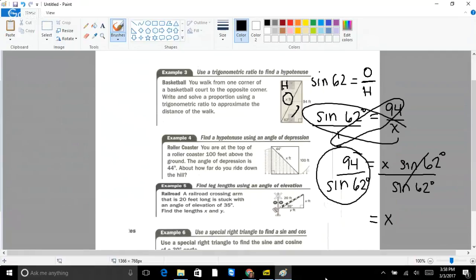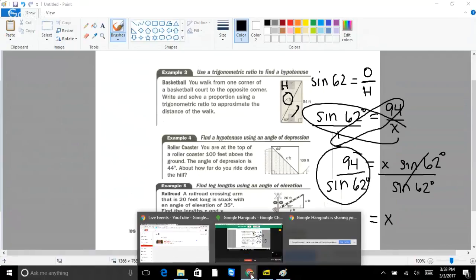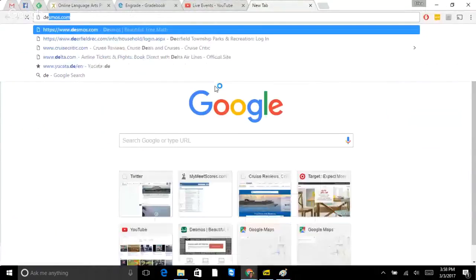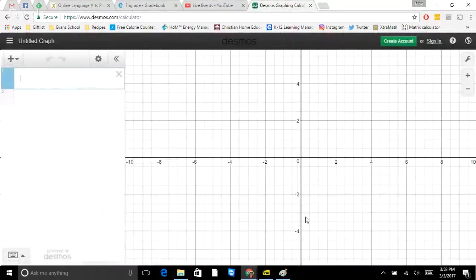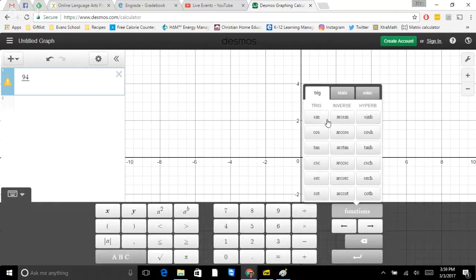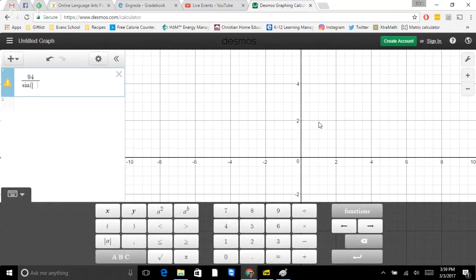Now, give me just a second here. I'm going to switch over to Desmos. So Desmos is a graphing tool. You can also, I know some of you are using your iPhones. So if I do 92 divided by, and my function here is the sine of 62.